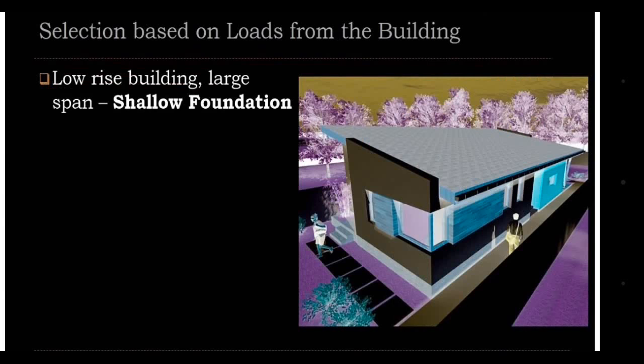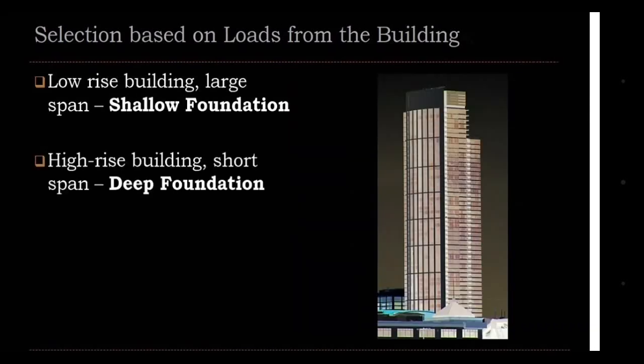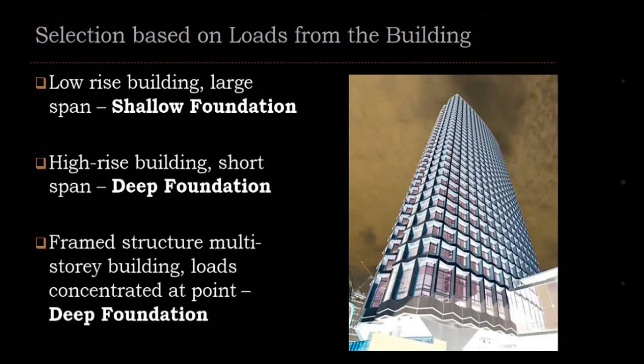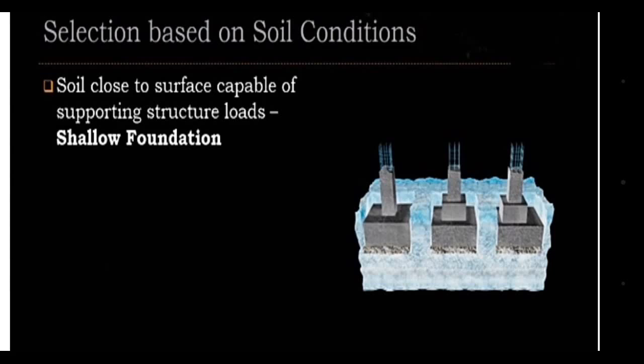Next we talk about selection based on loads from the building, in which we talk about how we select our foundation according to our loads. For a low rise building with large span we use shallow foundation. For a high rise building with short span we use deep foundation. For a frame structure, multi-story building with concentrated load at points we use deep foundation. Soil close to the surface capable of supporting structural load, we use shallow foundation.